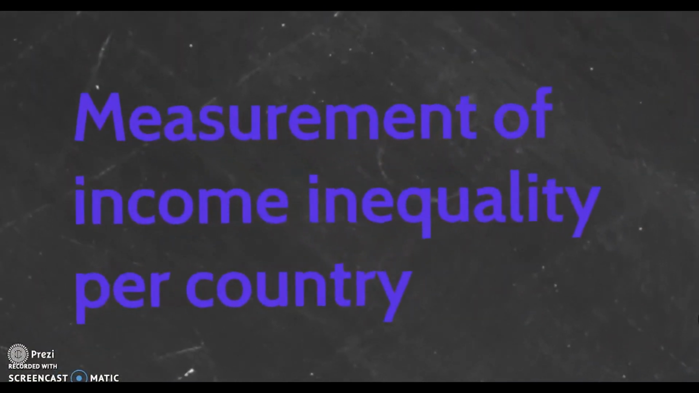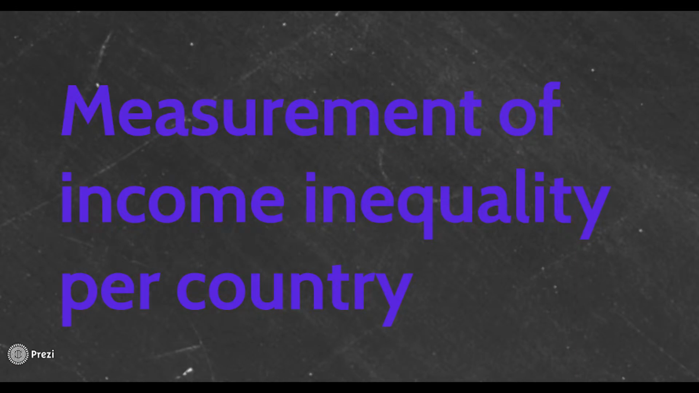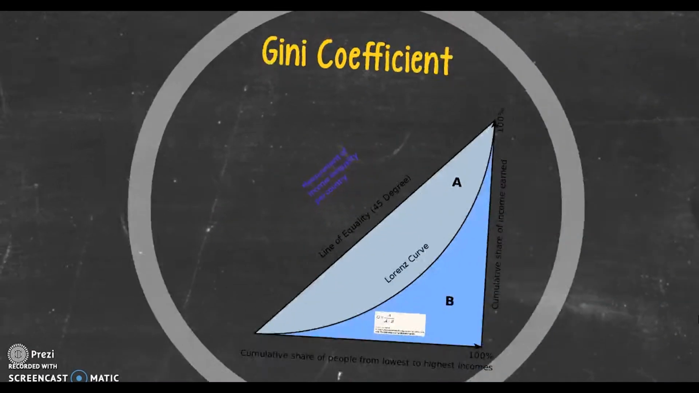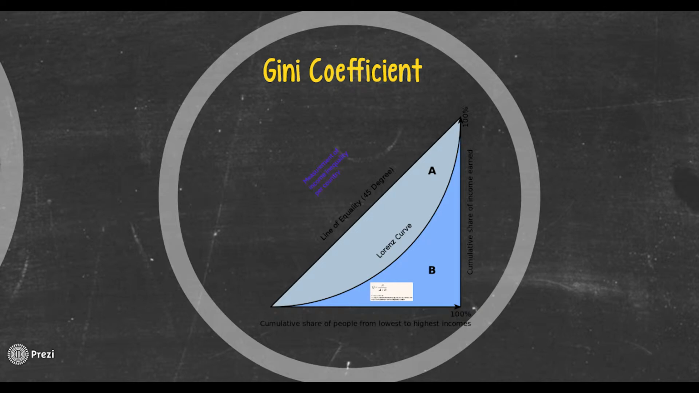Income inequality per country is measured using the Gini coefficient, which is an index ranging from 0 to 1, where 0 represents perfect income equality and 1 complete income inequality. The Lorenz curve is a graph where the percentage of cumulative income of the total national income is plotted against the cumulative percentage of the corresponding population.